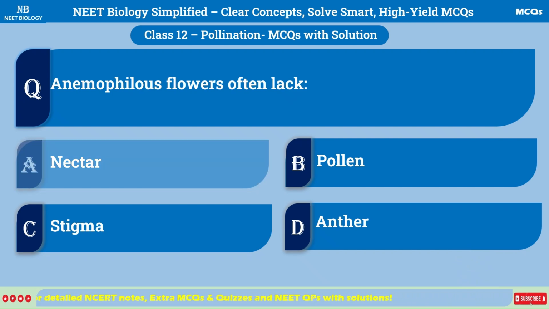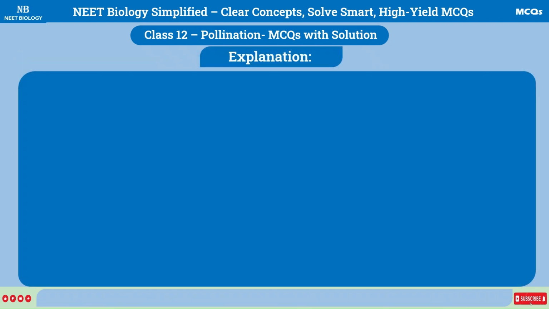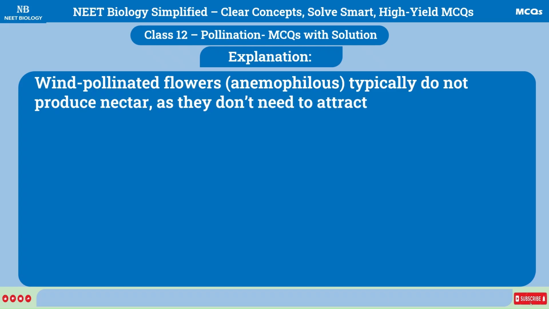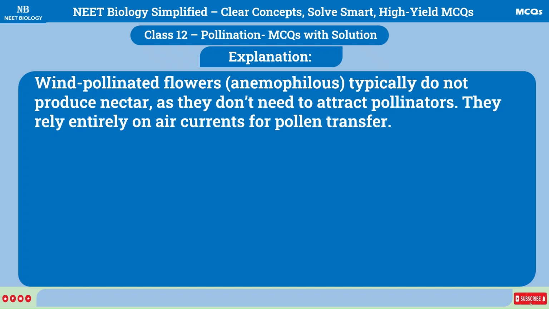Correct answer is A. Nectar. Explanation: wind-pollinated flowers, anemophilous, typically do not produce nectar, as they don't need to attract pollinators. They rely entirely on air currents for pollen transfer.